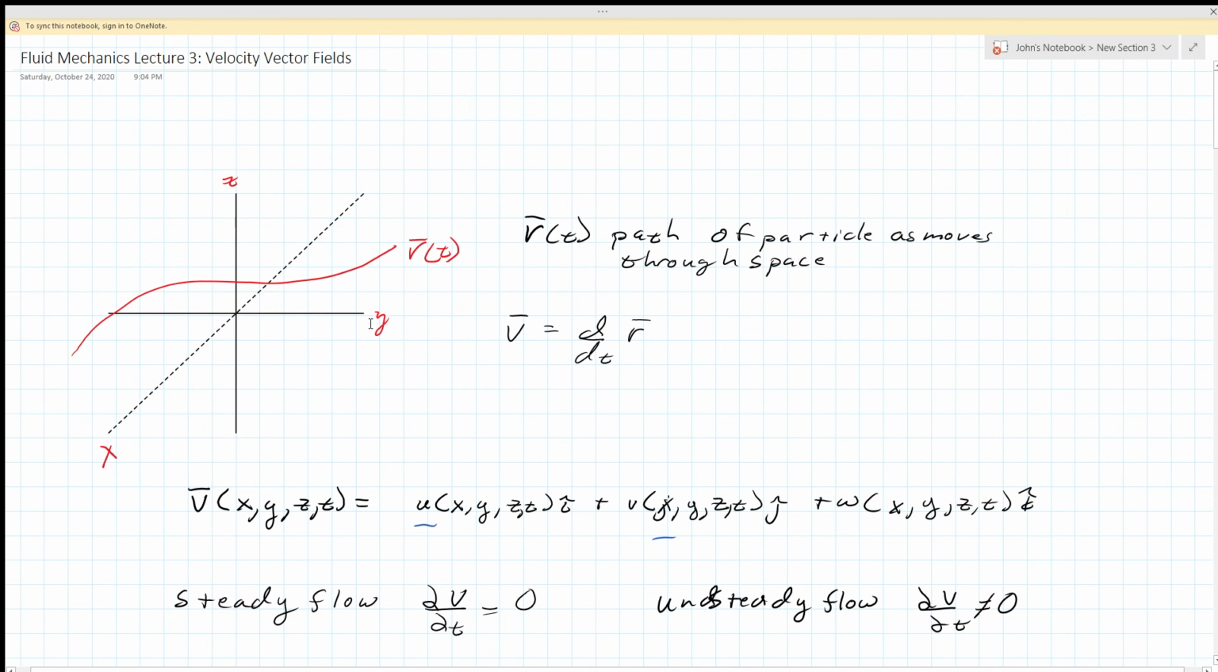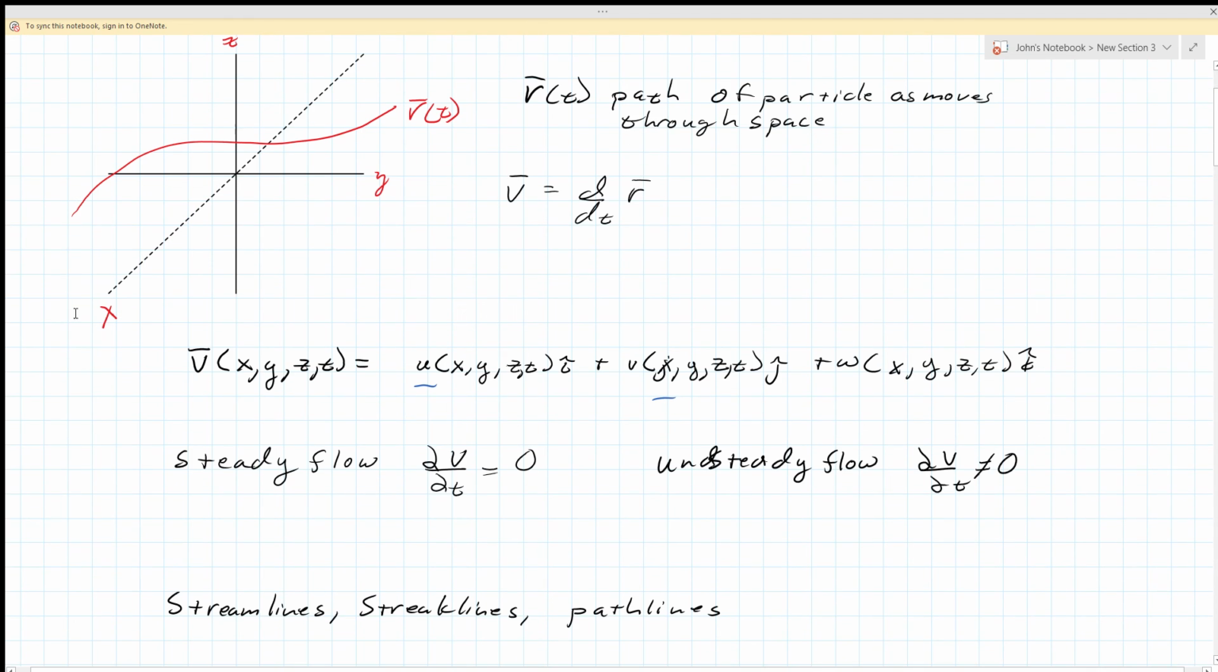If you have a particle, r of t denotes the path of a particle as it moves through space. You're dealing with fluid, so it's going to be a fluid particle, like a water droplet, for example. If I take the derivative of the path of the particle with respect to time, I get the velocity vector field of the particle. If I take enough particles, I've got the velocity vector function.